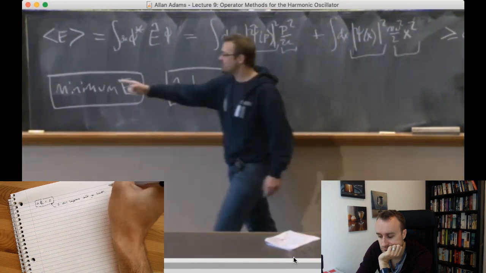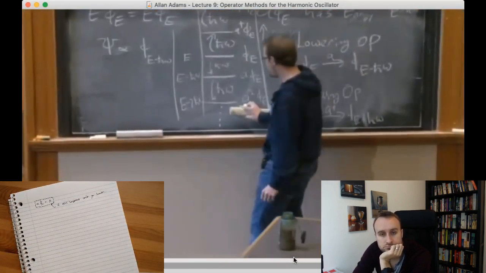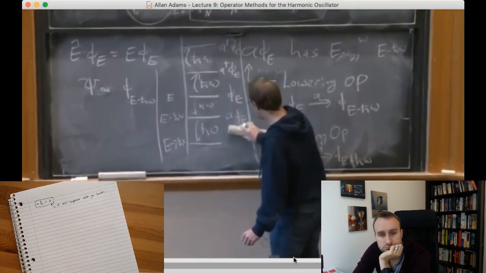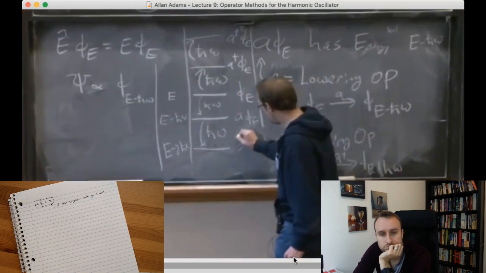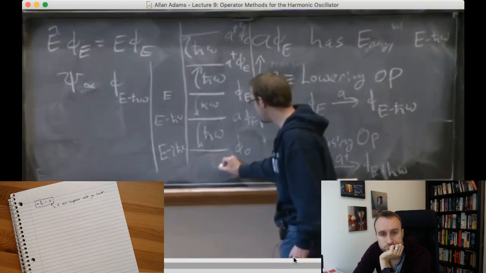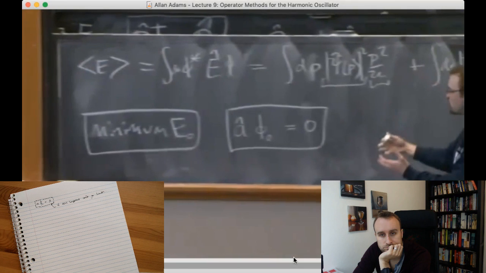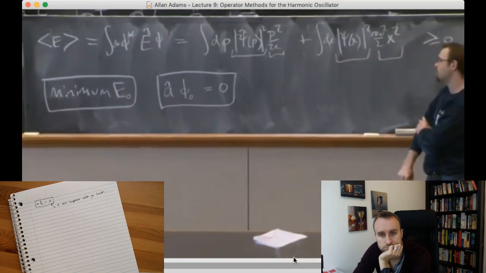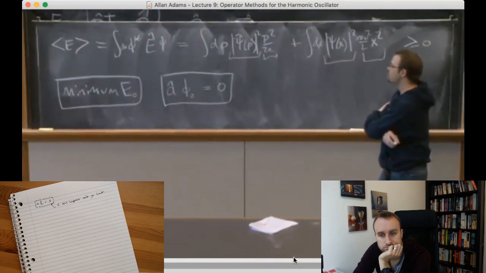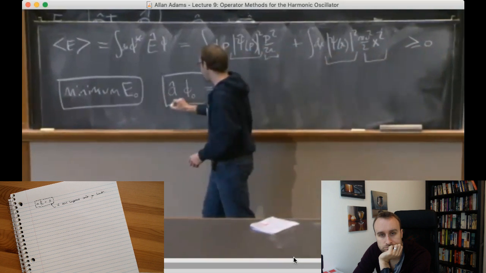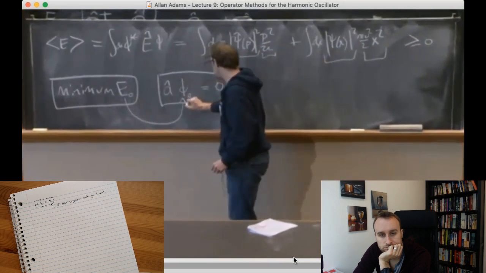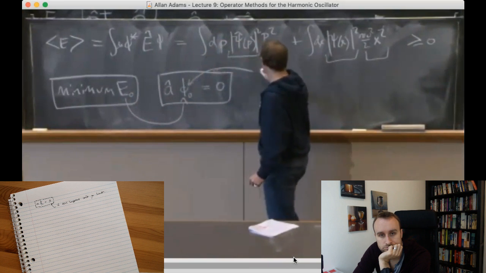So the way that this tower terminates is by having a last state, which we'll call phi 0, such that lowering it gives me 0. Not the state called 0, which I would call this, but actually the function 0, which is not normalizable, which is not a good state. Okay? So there's a minimum E naught, and associated with that is a lowest energy eigenstate called the ground state.